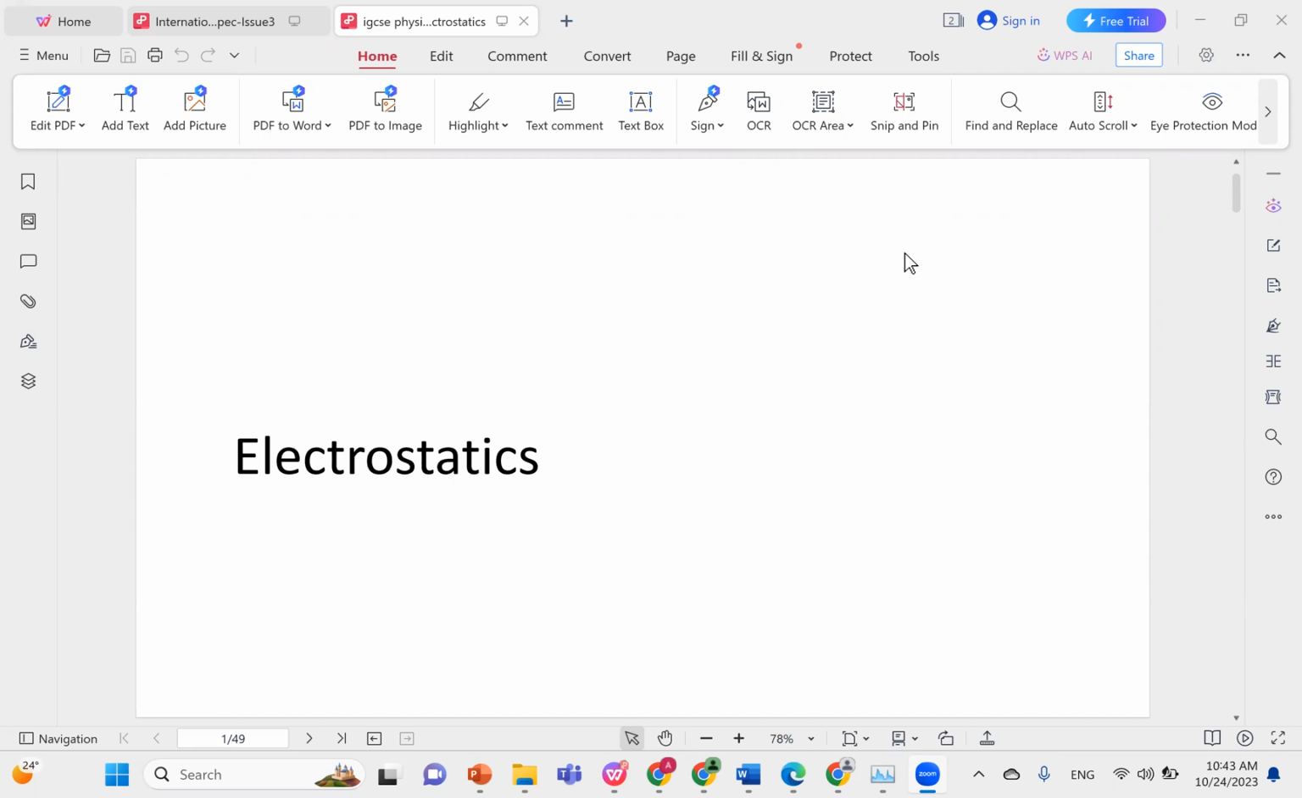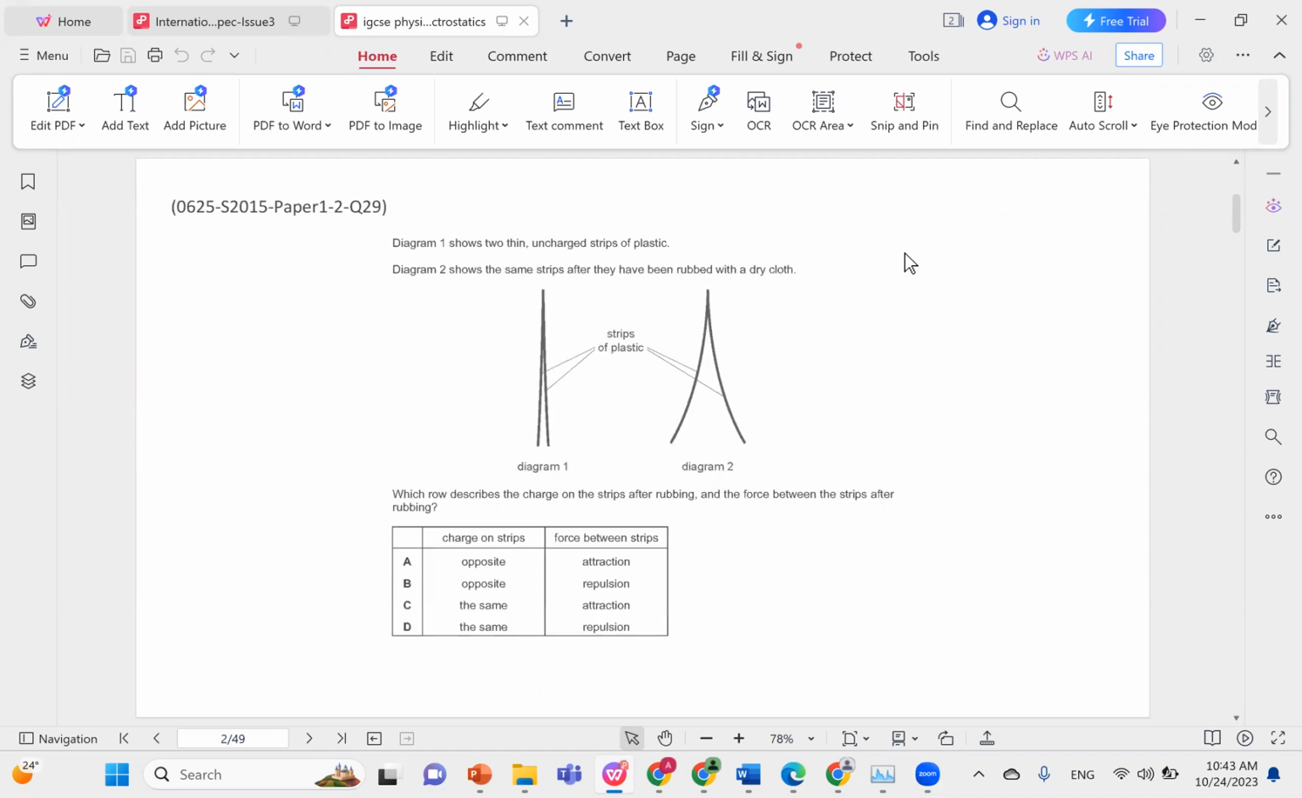Today we will be covering the topic of electrostatics. We will begin with the topic of like and unlike charges. You should know that like charges repel and opposite charges attract.